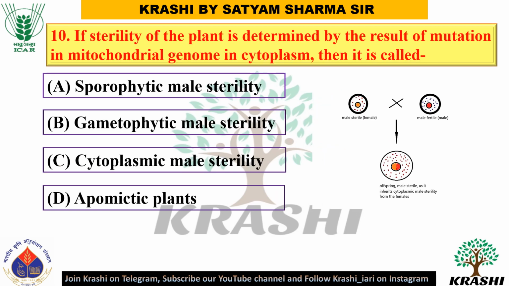Question number 10. If sterility of the plant is determined by the result of mutation in mitochondrial genome in cytoplasm, then it is called cytoplasmic male sterility.